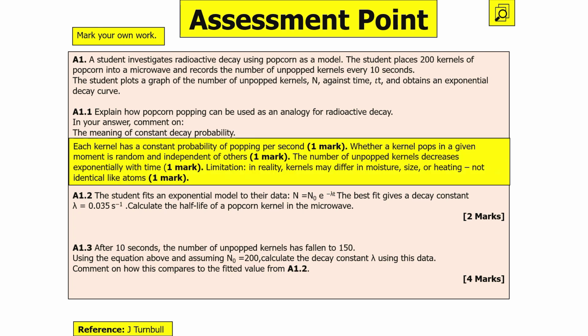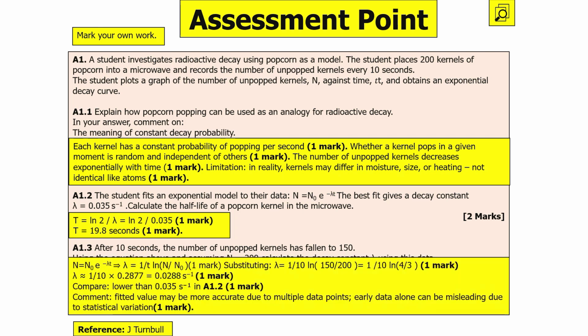Right, every kernel has a constant probability of popping every second. Whether a kernel pops in a given moment is random and independent of the others. The number of unpopped kernels decreases exponentially with time. Now, in reality, many kernels may differ in moisture, size, or heating, and they're not identical like atoms. T is equal to log 2 over lambda, so you pop in the values and we get 19.8 seconds.